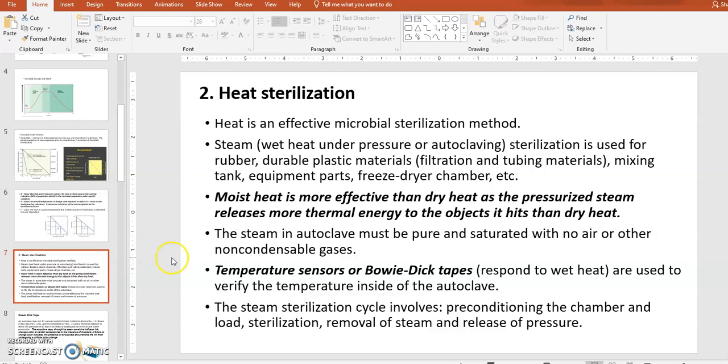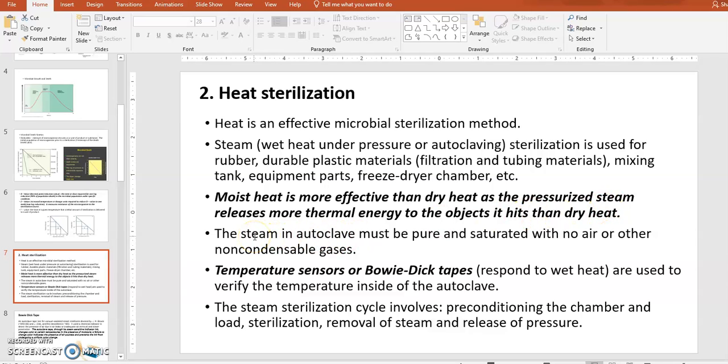So that's the sterilization method. The steam sterilization method is preferable for rubber and plastic material that is not melted, durable, and maybe filter housing and the filter itself. Mixing tanks, equipment parts, freeze dryer chambers and things like that can be steam sterilized. So the bottom line is that moist, wet heat is more effective in transmitting heat than dry heat. That's why you use pressurized steam when you sterilize in an autoclave or when you do SIP, steam in place.